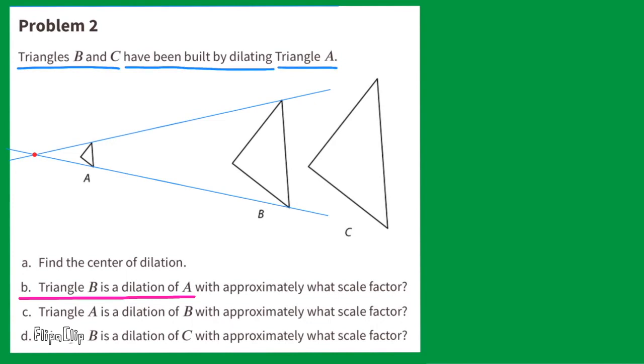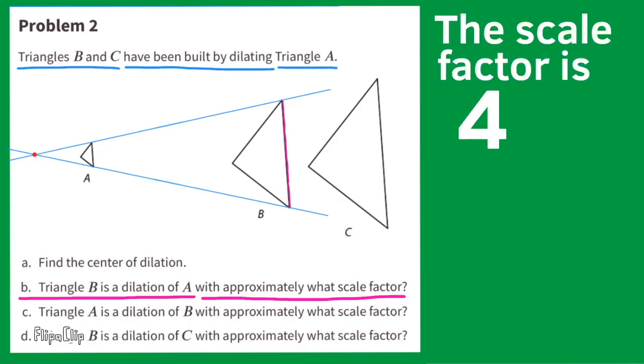B, triangle B is a dilation of A with approximately what scale factor? I need to see how many times the side length from triangle A would fit into the corresponding side length of triangle B. The side length fits approximately 4 times, so the scale factor is approximately 4.